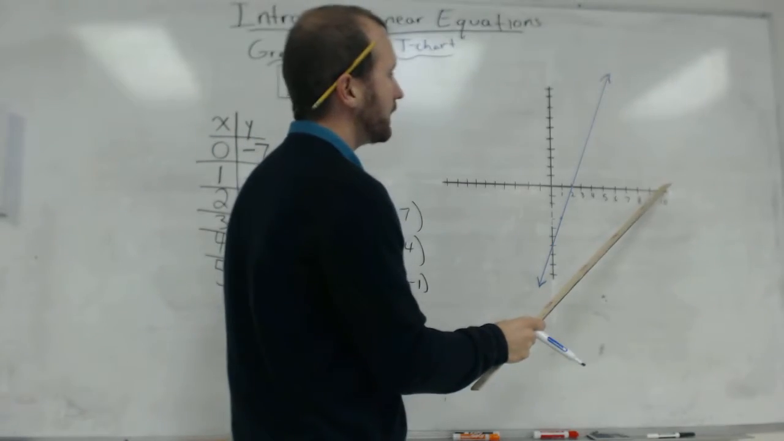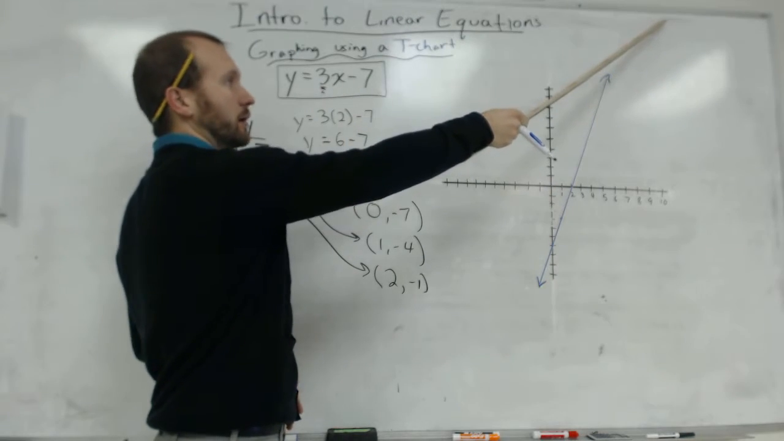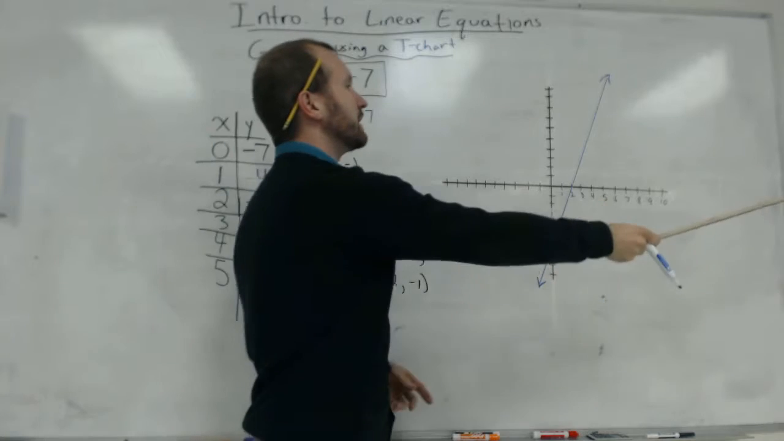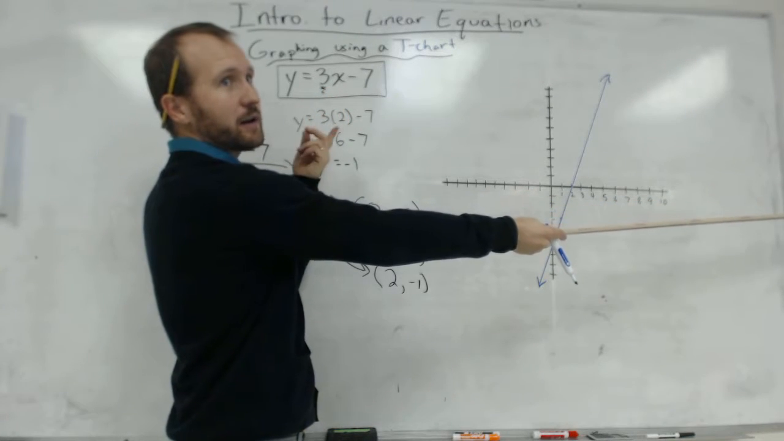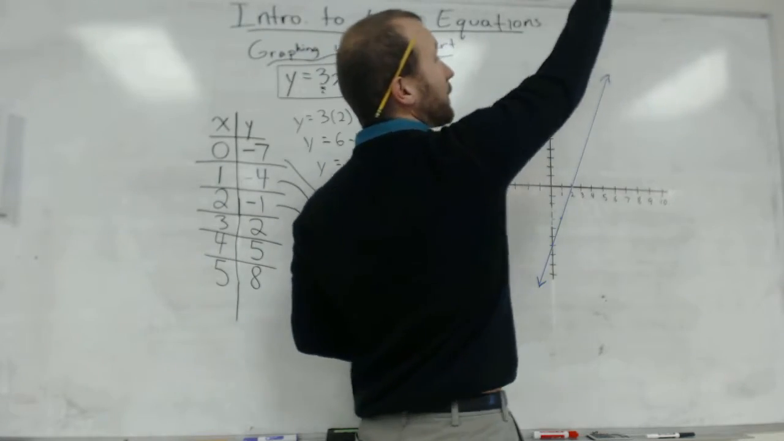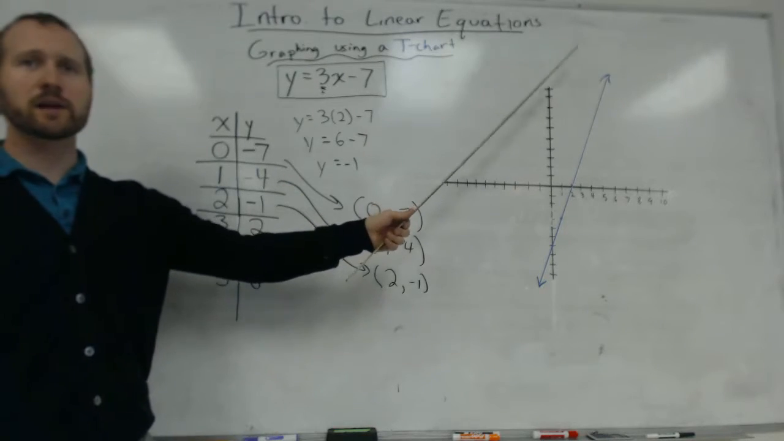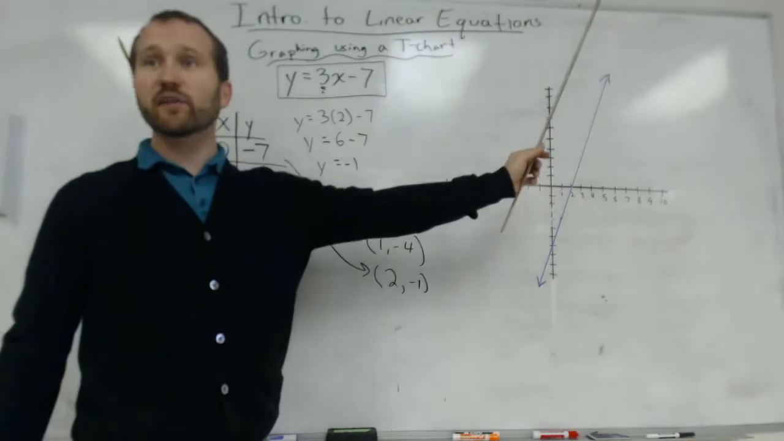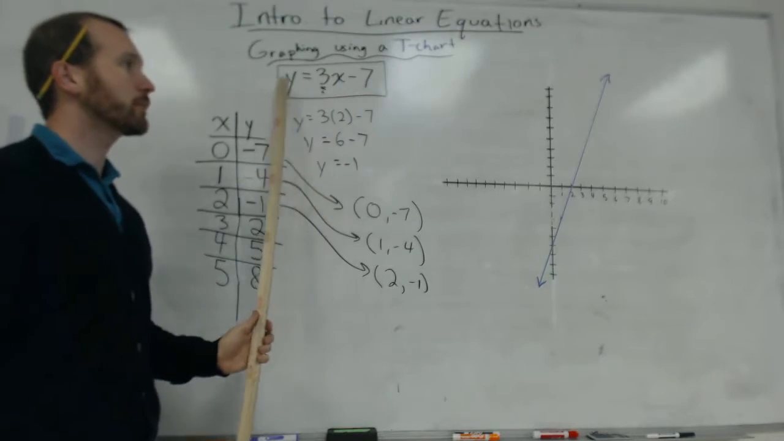I put arrows at the end because this technically goes on forever, right? If x were 10, y would be like 30 minus 7, 23, right? If x were 1,000, y would be 2,993. Right? That'd be way over there and way up there. So I don't want to draw that, so I just put an arrow on the end of my line to say this line goes on forever. There's an infinite number of solutions to this equation.